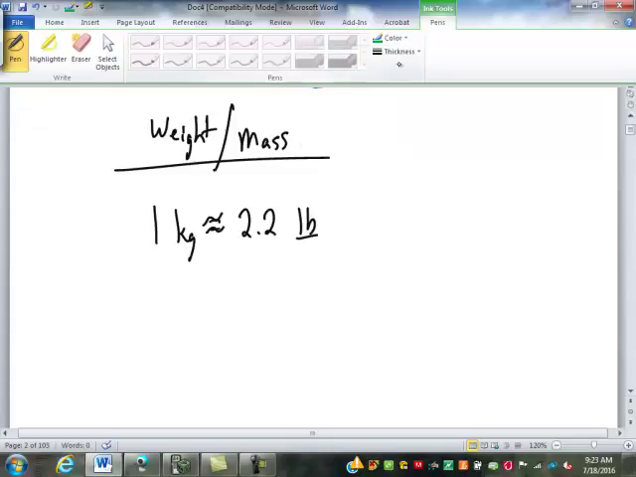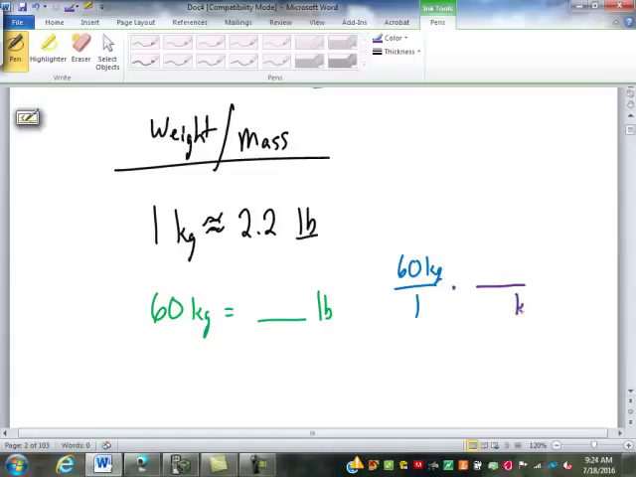But again, this only works if I'm going from metric to standard. If somebody tells you that they have something that weighs 60 kilograms, you need to know how many pounds that is to see if you can lift it. Well, 60 kilograms over 1. And our conversion factor, what's going to go on bottom? Kilograms. And of course, we know the textbook wants us to have 1 kilogram down there. So yes, 1 kilogram is 2.2 pounds. So the kilograms cancel out, and you have 60 times 2.2 is 132 pounds.